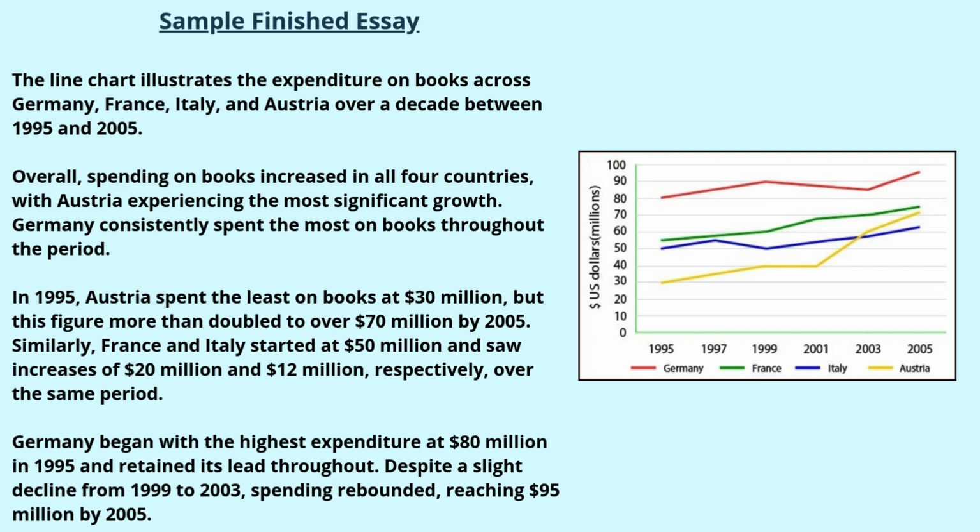In 1995, Austria spent the least on books at $30 million, but this figure more than doubled to over $70 million by 2005. Similarly, France and Italy started at $50 million and saw increases of $20 million and $12 million respectively over the same period. Germany began with the highest expenditure at $80 million in 1995 and retained its lead throughout. Despite a slight decline from 1999 to 2003, spending rebounded, reaching $95 million by 2005.